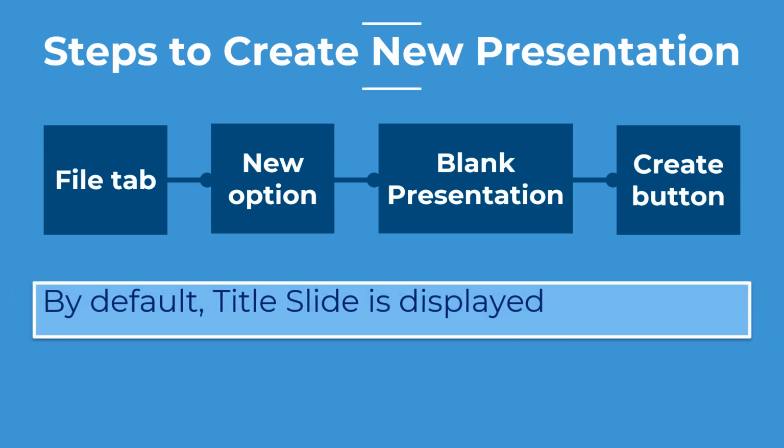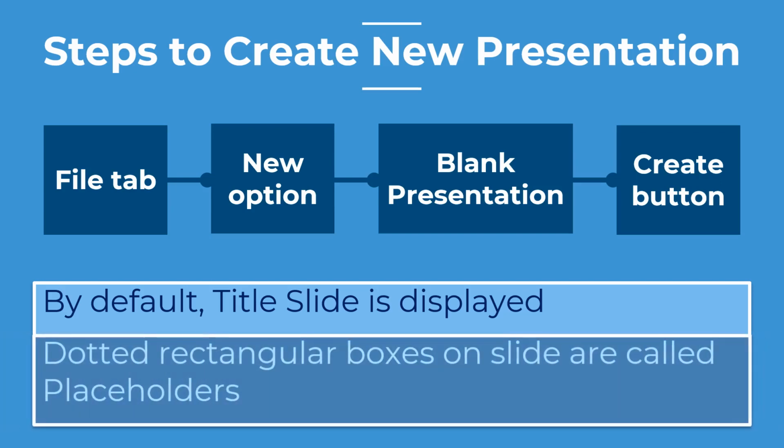By default, the title slide is displayed. Title slide is the name of a layout that is displayed. The first slide that is displayed with two text boxes, that is called title slide. What is placeholder? The dotted rectangular boxes on the slide, they are called placeholders. All the content, all the objects of the presentation on the slides are placed inside these placeholders. Whether you want to insert a picture or a table or chart or text, all these things are placed inside a placeholder. Placeholder is dotted rectangular boxes on the slide.